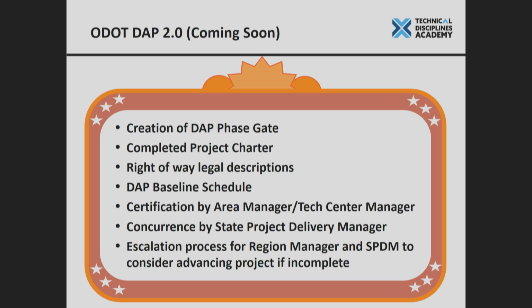One of those items is a completed project charter that basically says, here's how we're going to get all that done. That has to happen. We're also going to do legal descriptions for the right-of-way that we're going to buy. We usually did that right after we signed off on DAP, but now we want legal descriptions done before we sign off. That gives us an even greater confidence level of knowing, if we have to buy right-of-way, what it's going to look like.